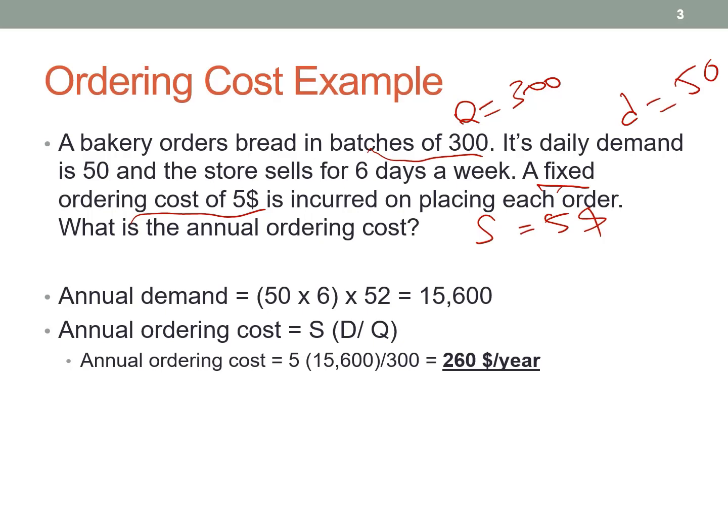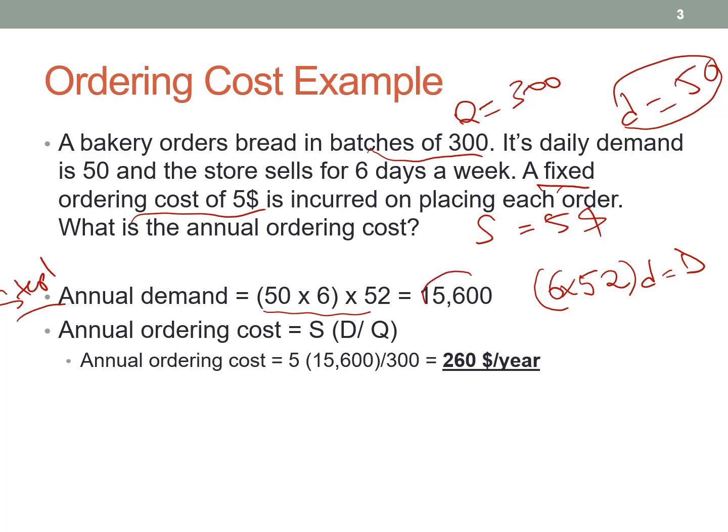What is the annual ordering cost? Well, we don't have capital D, so step one, we calculate the annual demand. We have the daily demand, so we first figure out the number of days in the year that we are open. If we are open for 6 days a week, and there are 52 weeks in a year, then 6 times 52 is how many days of the year we are open for business. Multiplied by small d, the daily demand, that gives us big D. In this case, big D turns out to be 15,600 loaves of bread.